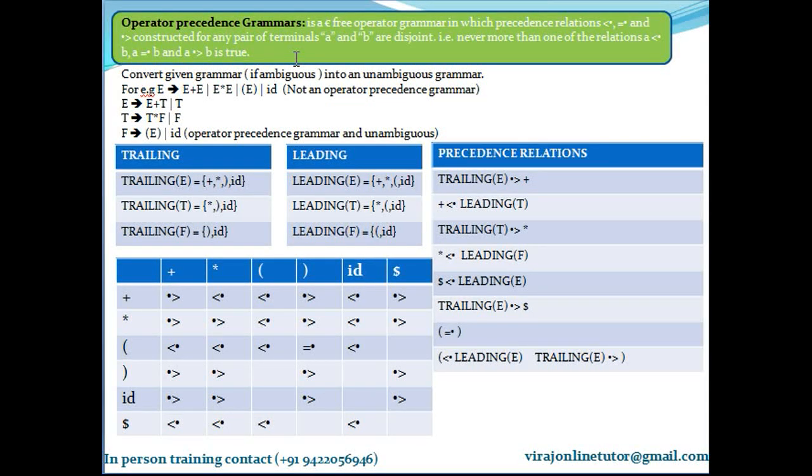That means if it is less than, then less than. If it is equal to, then equal to. If it is greater than, then greater than. It cannot have more than one relation between a pair of specific terminals. Only then do we consider that it is an operator precedence grammar.